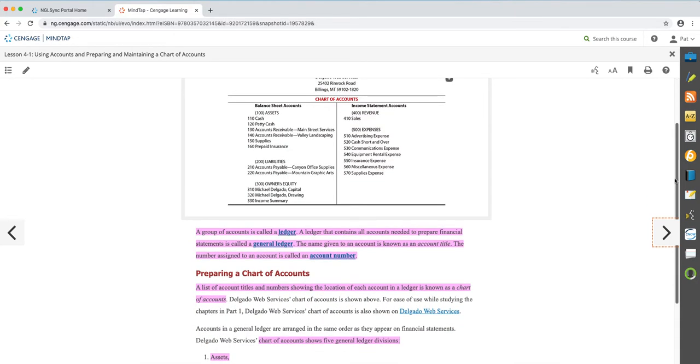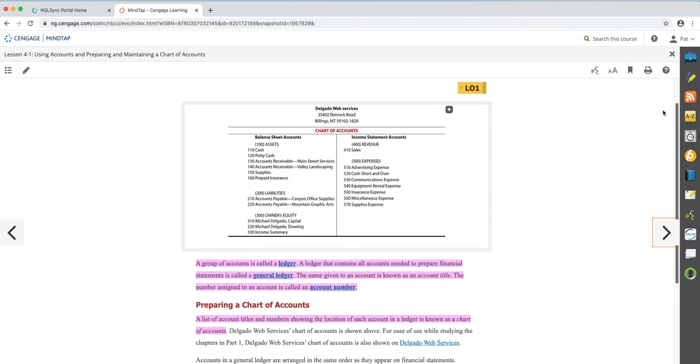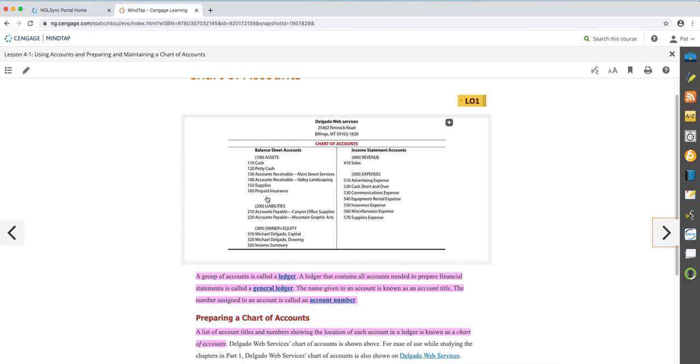Okay. This is the list of accounts. It has our 5 general ledger divisions, like I mentioned. You can see assets are 100s, liabilities are 200s, owner's equity 300s, revenue is 400, expenses is 500. Expenses are listed in alphabetical order. Cash always starts at 110, and then we work our way down. Usually accounts receivable are in alphabetical order. Usually accounts payable are in alphabetical order. We usually list capital first, then drawing, then income summary, in owner's equity.